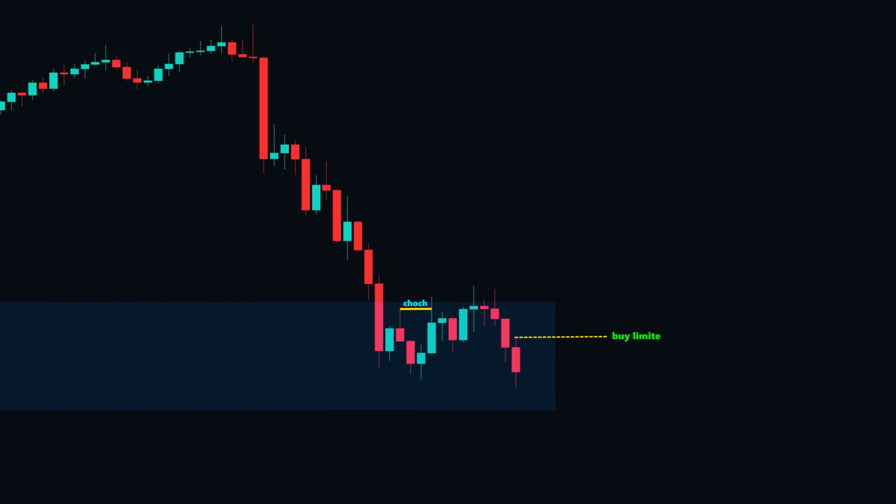So here's the plan. Place a buy limit just above the candle after liquidation. Put your stop loss below the M15 demand zone. Let's play it forward. Price comes down, triggers the buy limit, and shifts structure again on M15. That gives us a double confirmation.